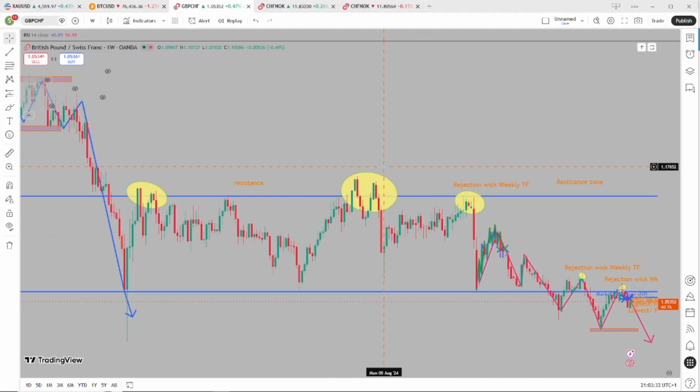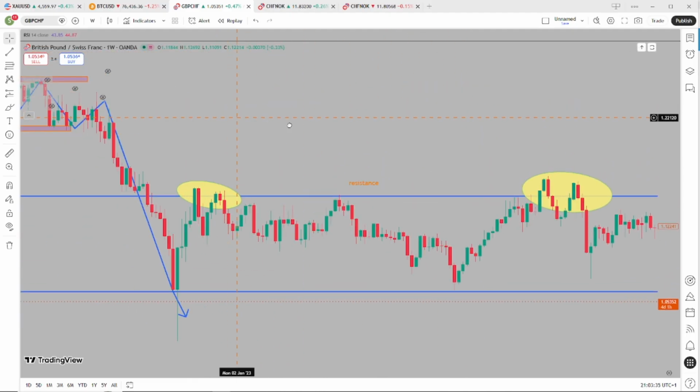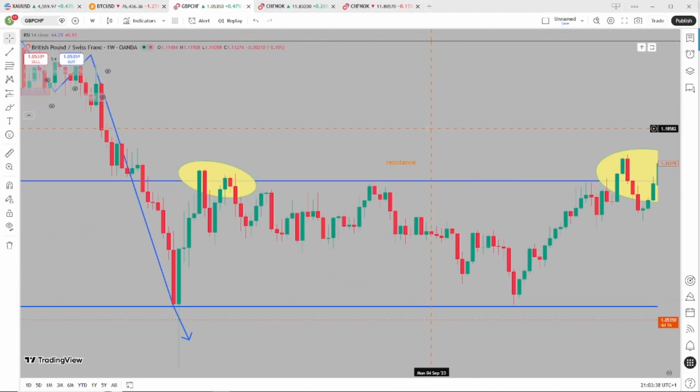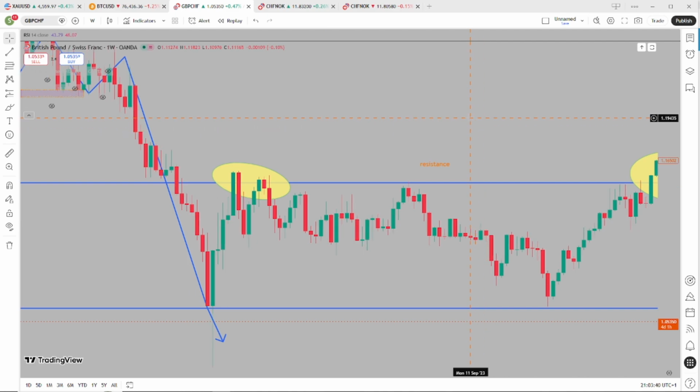Because why will it never go down? Because there's buyers in the market. There's always going to be buyers in the market. If there wasn't any buyers in the market, there would not be any sellers in the market, and there wouldn't be a market at all. Right?